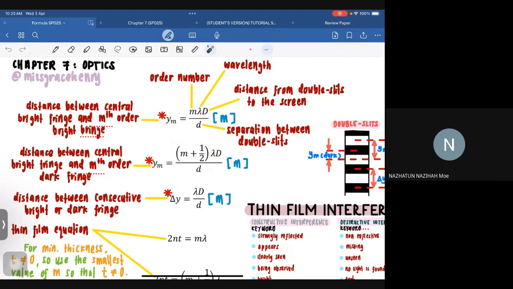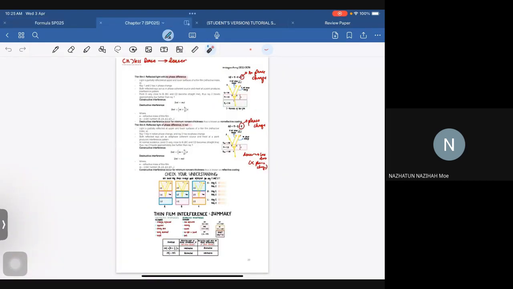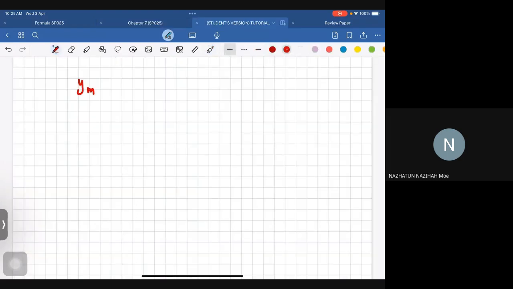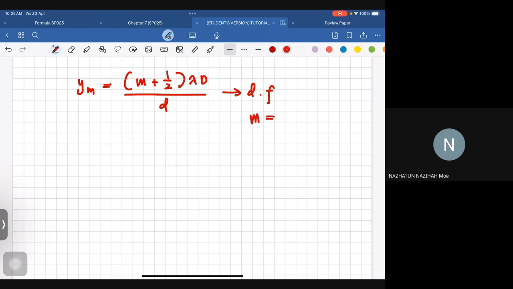So since soalan bagi kita dark fringe, we are gonna use Ym equal to m plus half lambda D over lowercase d. Okay, so ini kita punya formula. This is for dark fringe. So they mention what number is the dark fringe. It is 7. Tapi kita perlu minus 1. So it should be 6. Tapi lah kamu tulis 7 minus 1 lah. Kamu just tulis 6 di sini. Okay, so 7 dark fringe meaning it is the 6th order number. Boleh faham ke macam mana boleh dapat 6?